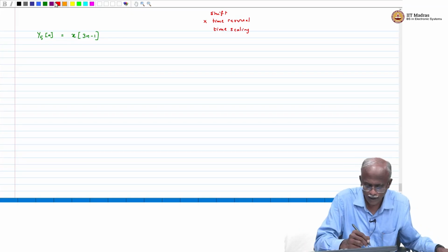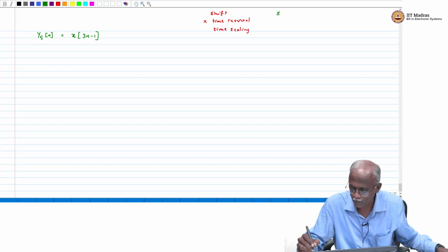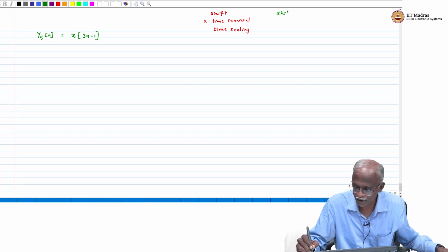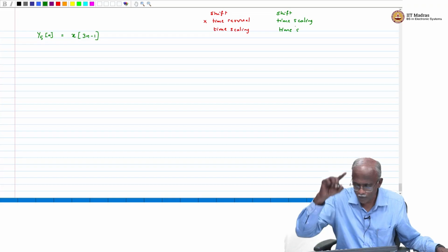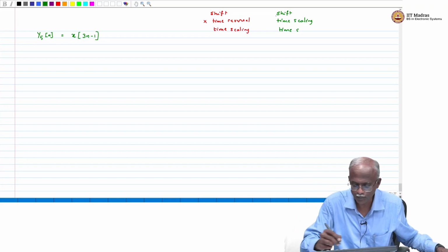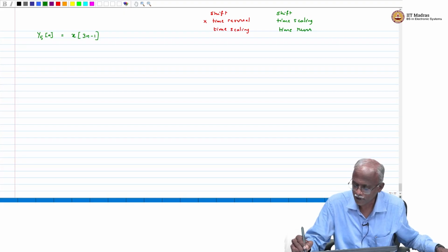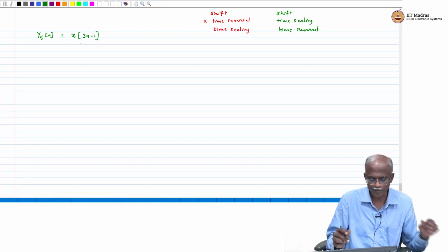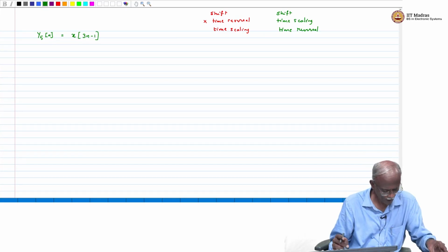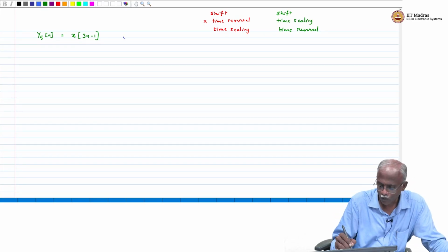If all three are present, then you can do shift, you can do time scaling and time reversal. Both these sequences are fine, but always do the shift first. That's an important step. In this case there is no time reversal, only time scaling is there. So the intermediate sequence, y prime of n, is a shifted version, x of n minus 1.